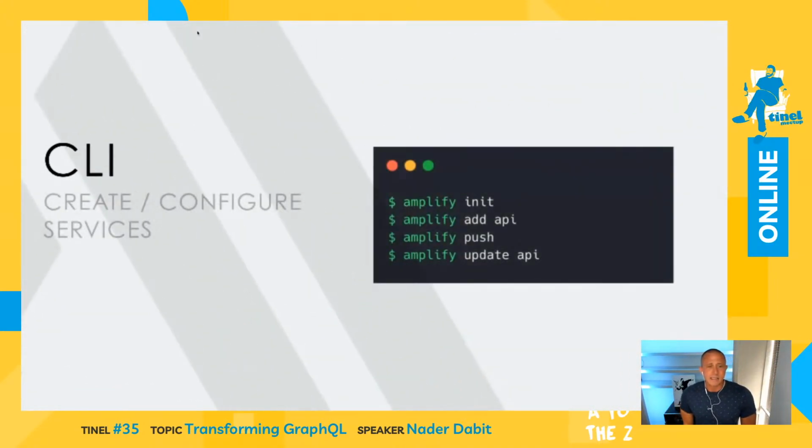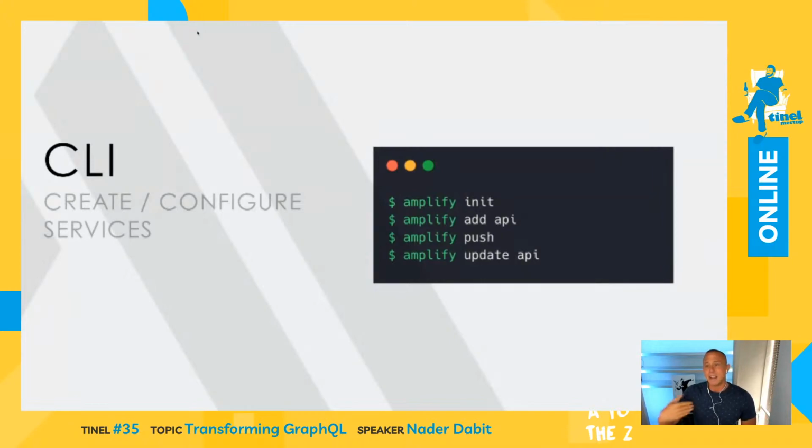So let's take a look at the CLI. The CLI workflow looks something like this. You, of course, need to install the Amplify binary globally. And then from there, you can run commands like init, add, push, and update. Init would be just creating a new Amplify project from scratch.